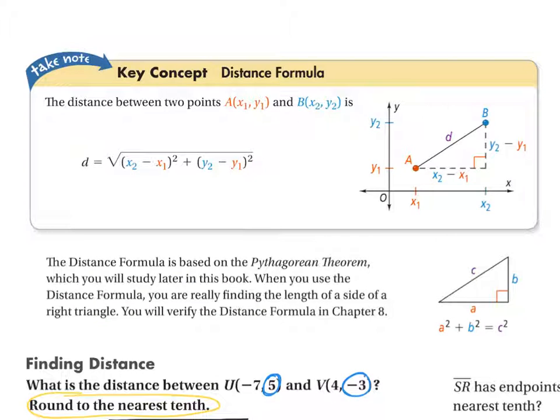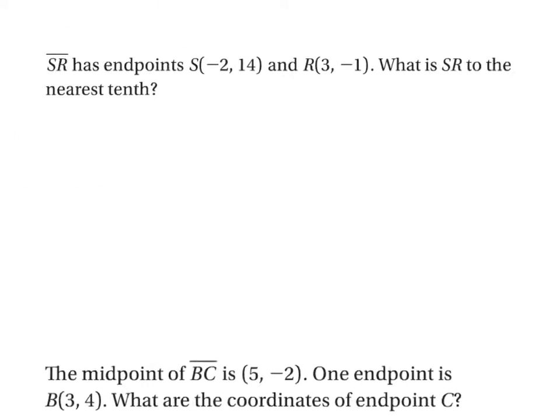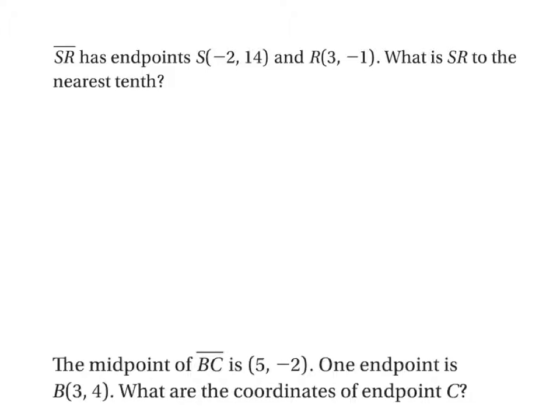Next, I'd like you to look at the distance formula. And again, in your notes, here's the example of that distance formula. So our distance is going to be the square root of x sub 2 minus x sub 1 quantity squared plus y sub 2 minus y sub 1 quantity squared. And I want to do this example sitting right here. We're just going to find the distance between S and R.